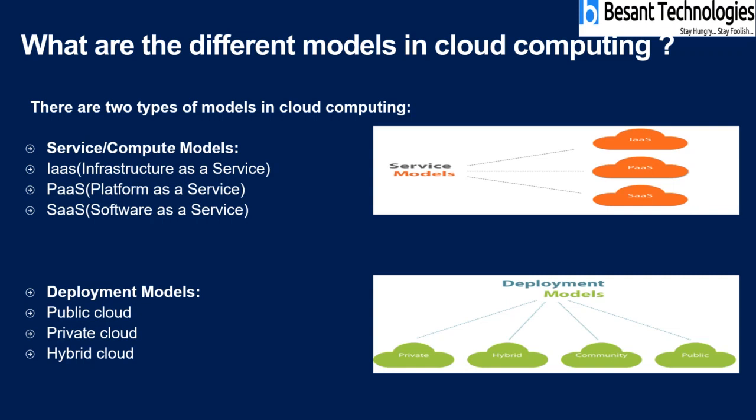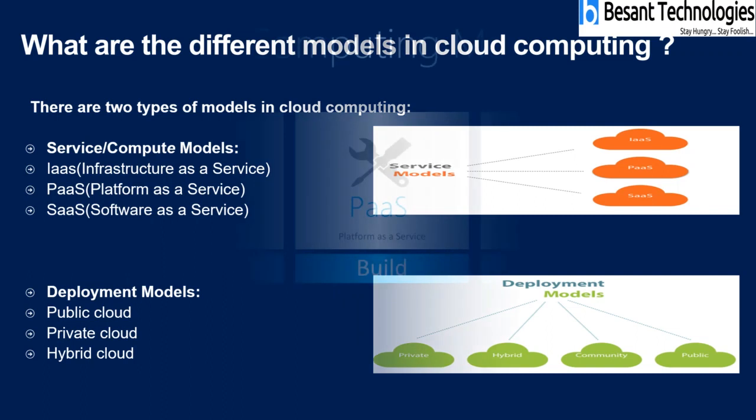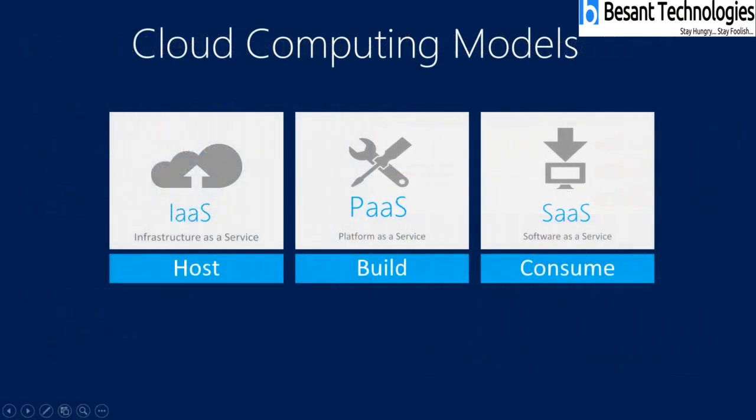We'll see later on. One more criterion for your cloud modeling is the deployment type of module. If we go for the deployment type of module, it is also divided into three categories: public cloud, private cloud, and hybrid cloud. We'll check how the computing module is working first. We have three types of computing module.